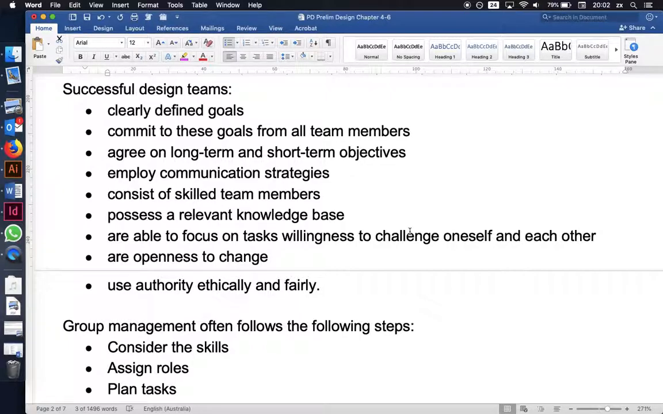You need teams of skilled members. We've talked about the website analogy. We need people who have a variety of skills. And if we don't have people who have a variety of skills, we have people who are willing to change, which I'm jumping a couple of points, in order to develop those skills. We need to have a team that possesses a relevant knowledge base. In my case, I am in a team of technology teachers. We have a variety of skills.